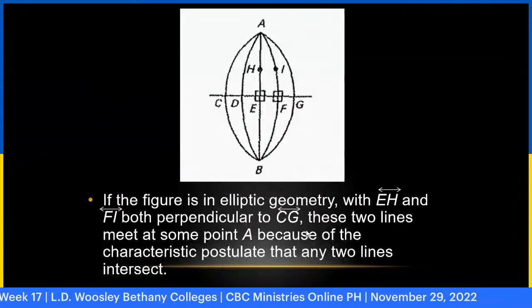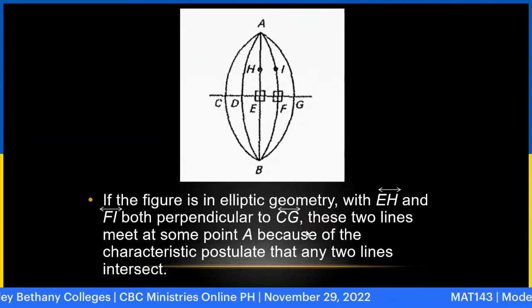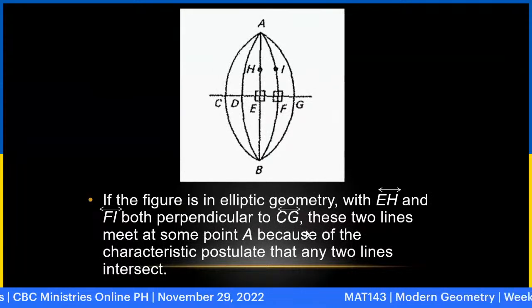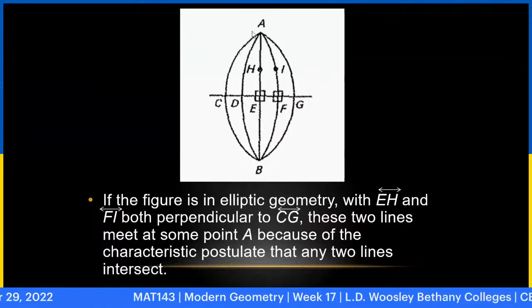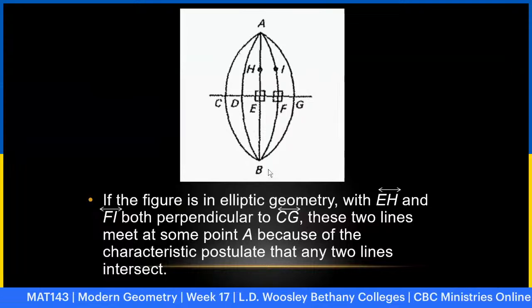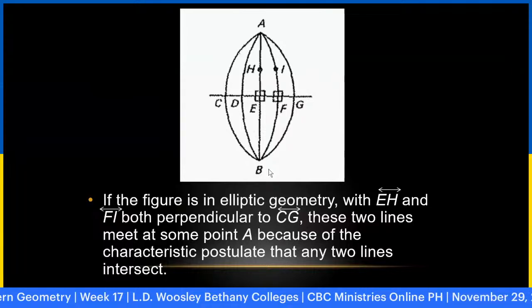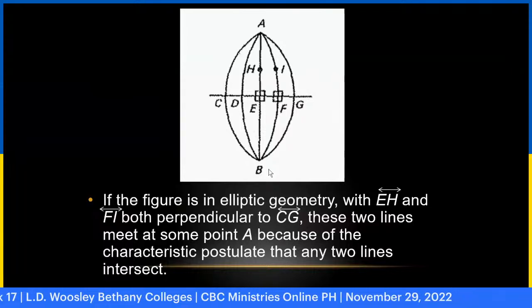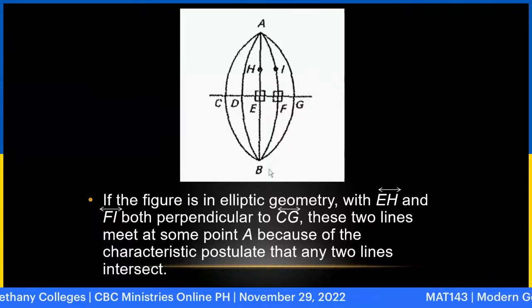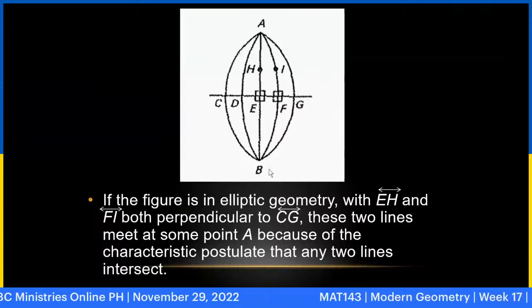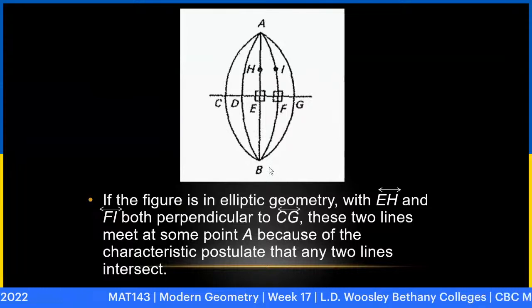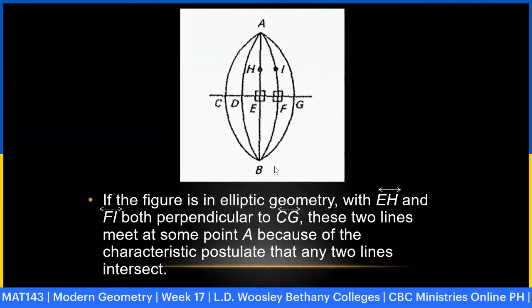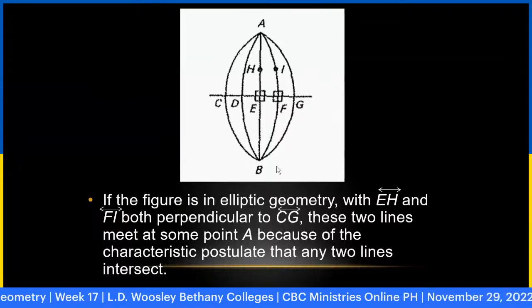Okay, so that's basically a football, no? So in an ellipse, lines could intersect at a particular point. So if the figure is elliptic geometry, EH and FI both perpendicular to CG, these two lines meet at a point A because of the characteristic postulate that any two lines intersect.